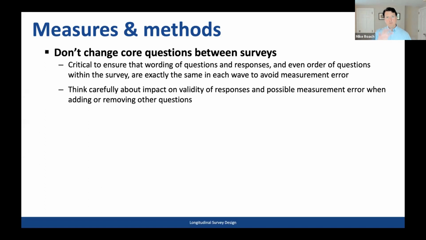So you want to try to keep that as the same as possible, but also think carefully about the impact on the validity of these responses if you add or remove other questions. And again, Henry and I spent a lot of time developing that second survey, thinking precisely about these issues and how the ordering and the framing might affect some of the responses.